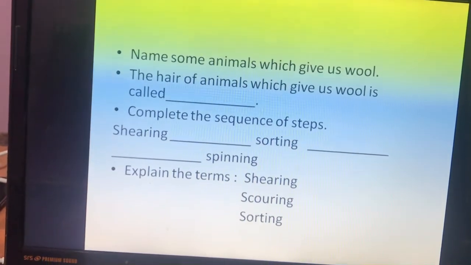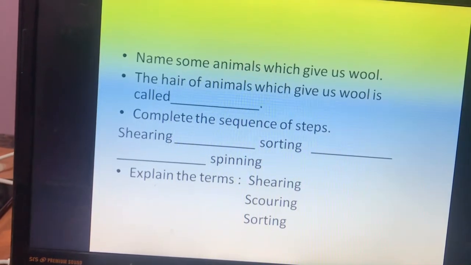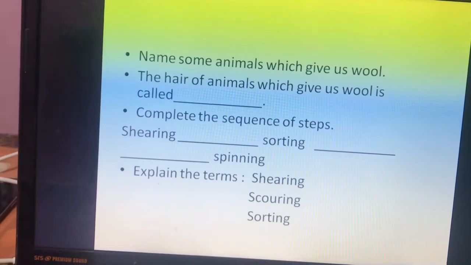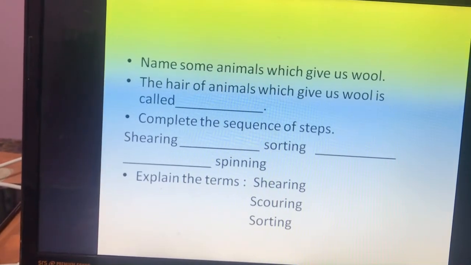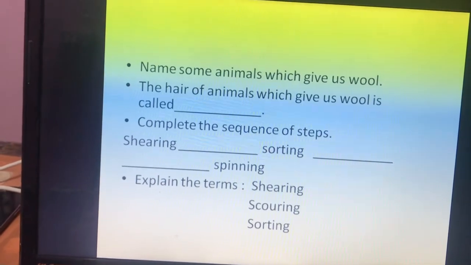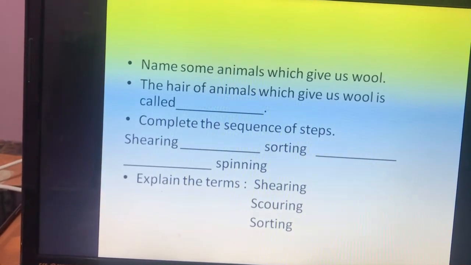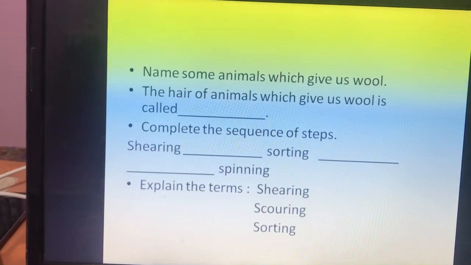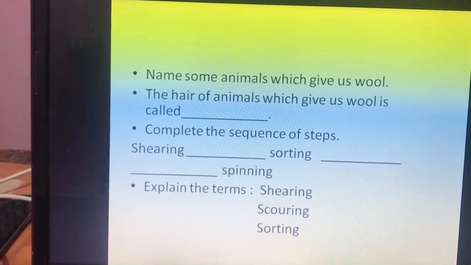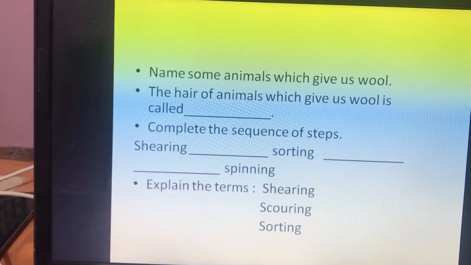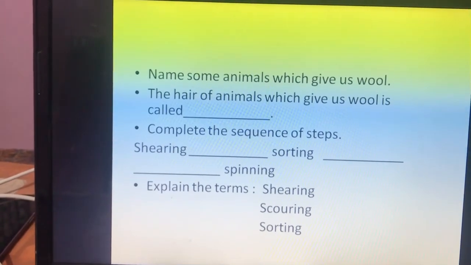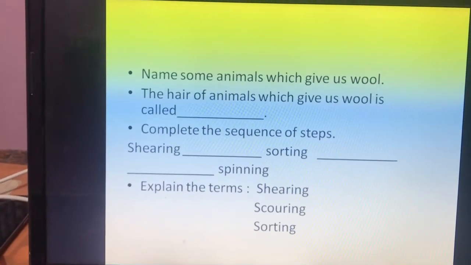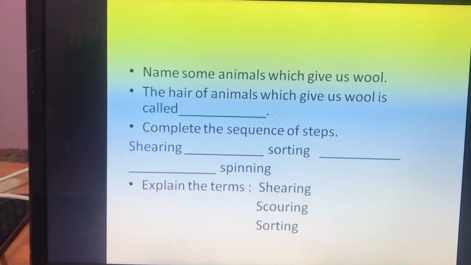Now this is a small exercise for you. Name some animals which give us wool. The hair of animals which give us wool is called. Complete the sequence of steps. So you will write the sequence of processing of wool fibers into wool. Then explain these terms briefly. Okay, I hope you will complete this.